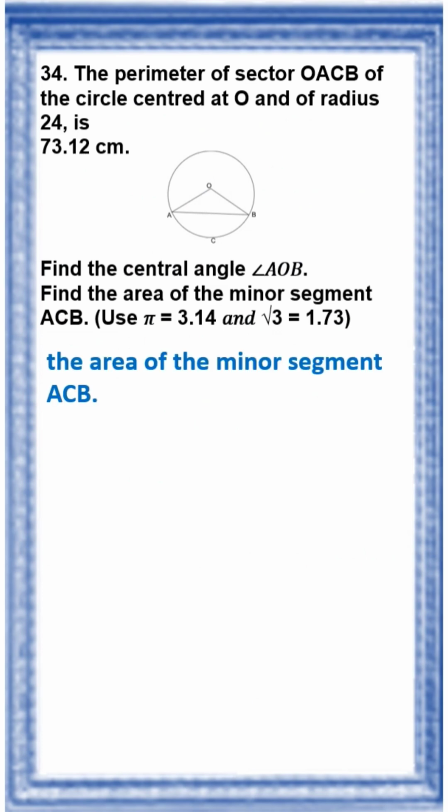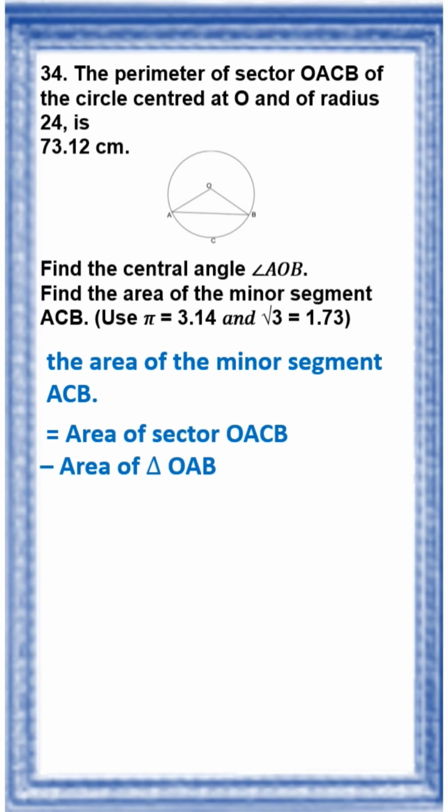Now let us find the area of the minor segment ACB. That is equal to area of the sector OACB minus area of triangle OAB, this triangle. This is an equilateral triangle. We know the area of the sector OACB is theta by 360 into pi r square. Area of triangle OAB: this is an equilateral triangle with the central angle 60 degree. If central angle is 60 degree, then the other two angles are also 60 degree, so it is an equilateral triangle. Area of the equilateral triangle is root 3 a square upon 4.